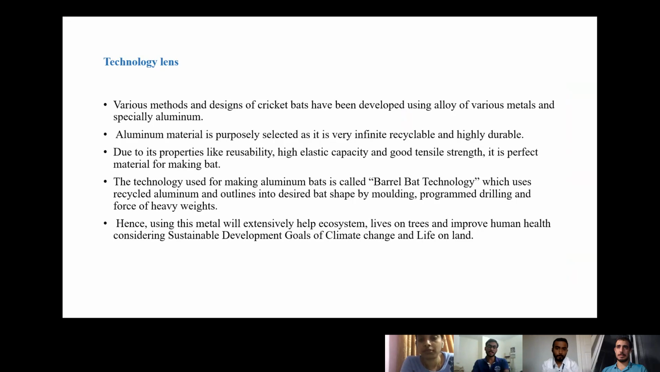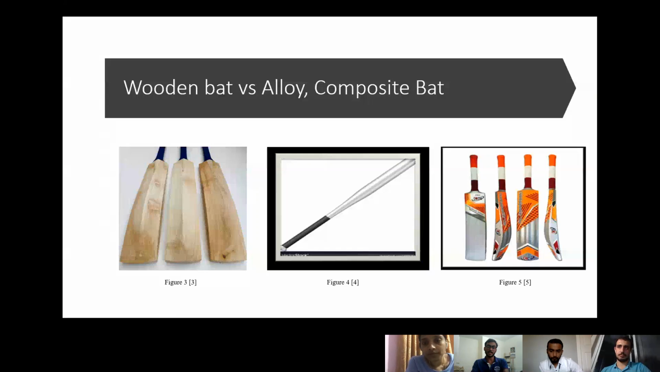The barrel bat technology is used to make a bat out of aluminium. In that, recycled aluminium is used, and programmed drilling and force of heavy weight is used to shape and model the cricket bat. Hence, using this metal will extensively help ecosystem lives on the trees and improve human health, considering the sustainable development goals number 13 climate change and number 15 life on land. In figure 3 and figure 5 we can clearly see the difference between the wooden cricket bat and the aluminium cricket bat. Now the business lens is covered by Parham.